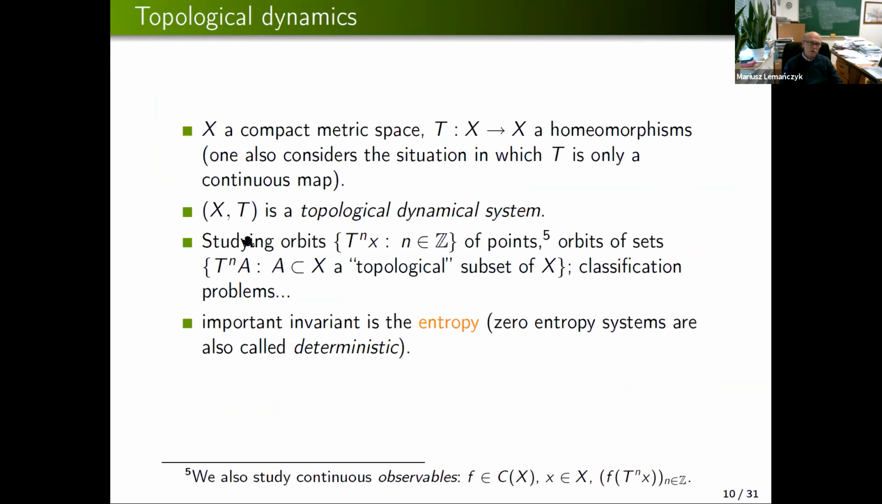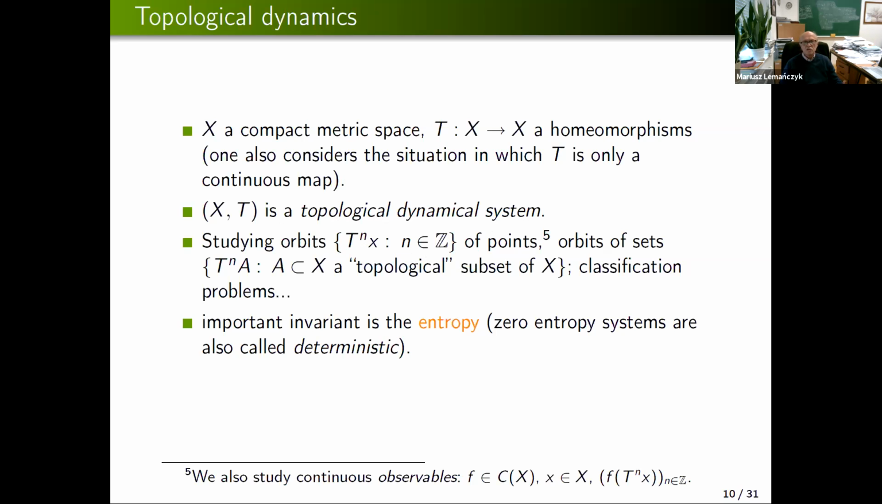And formally speaking, as an object, (X, T) is a topological dynamical system. So what do we do with that? Well, we look at orbits. Right, so take a point and we look at images and pre-images, if you like. So we look at orbits and we ask which orbits are dense.